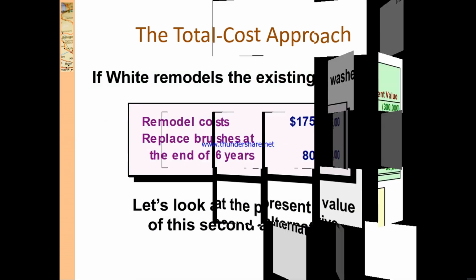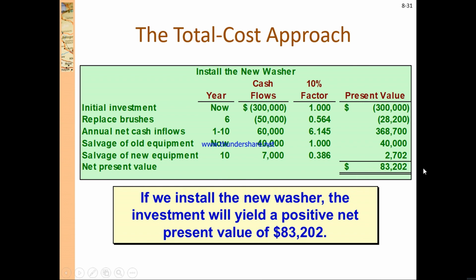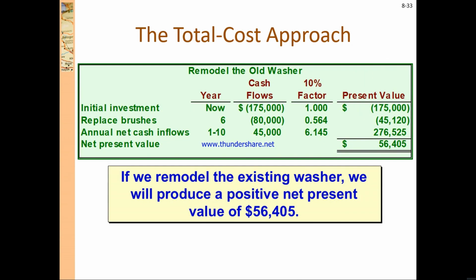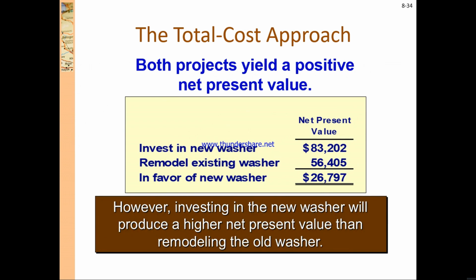From the previous, we have got 83,202. From the first alternative, it is also a positive figure for net present value, and in this case 56,405, it is also a positive figure. So if we remodel the existing washer, we will produce a positive figure. So in this case, it will also be an accepted project.